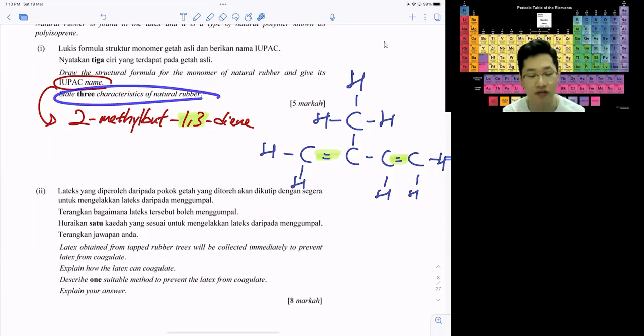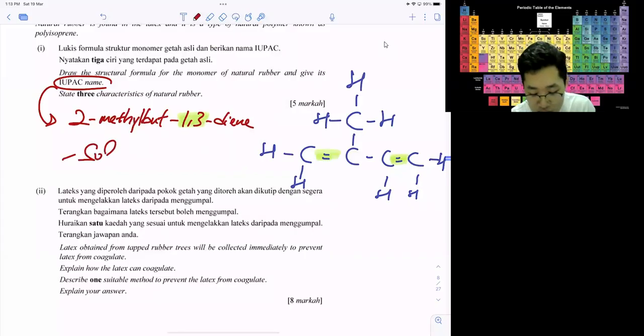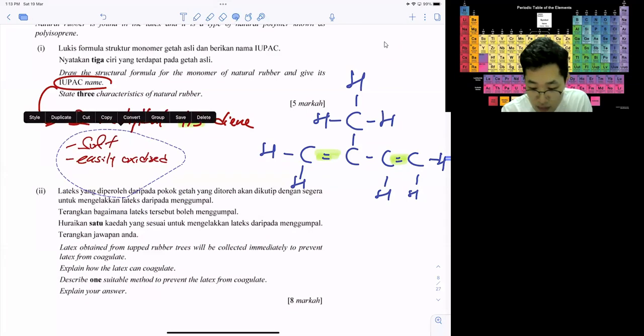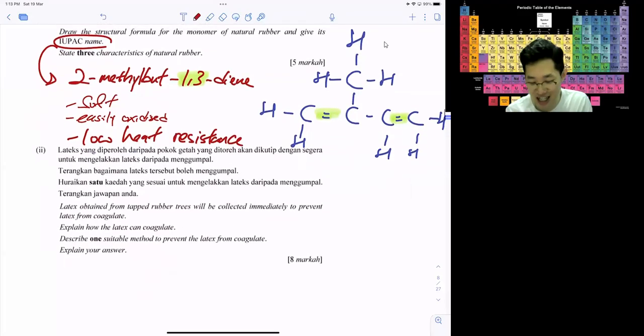Three characteristics of natural rubber, the one from the tree. It is soft, yes. Easily oxidized, very good. And, okay, less resistant to heat, or low heat resistance. Cannot withstand heat also can.